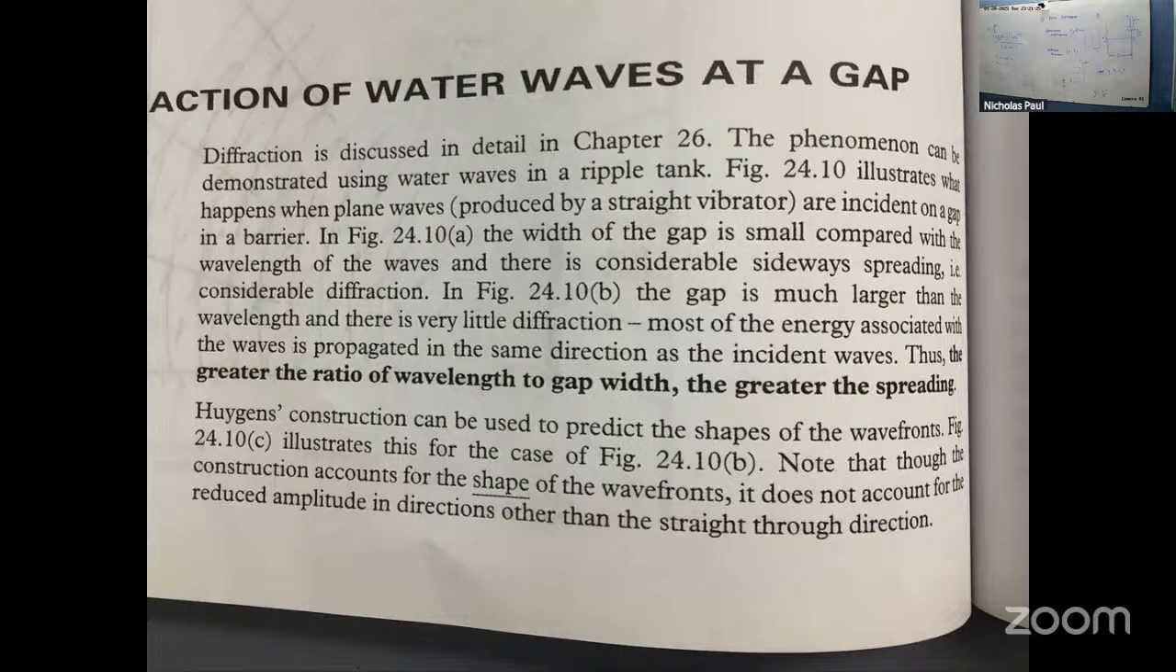Right, here's what I put on number. Huygens construction, and in the meantime, glance across at page 435. Huygens construction can be used to predict the shapes of the wavefronts in figure 24.1. It illustrates this for case 24.1. Note that though the construction accounts for the shape, it doesn't account for the reduced amplitude in the direction.